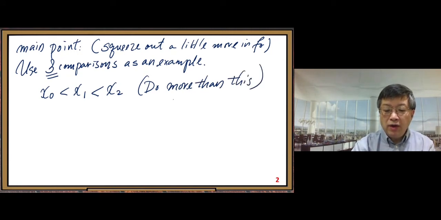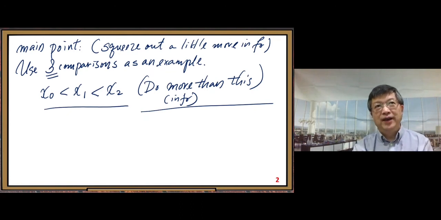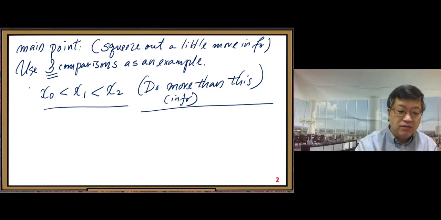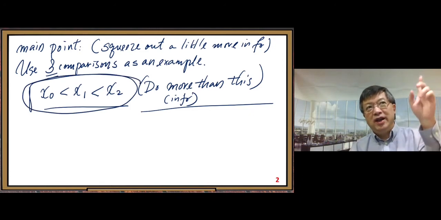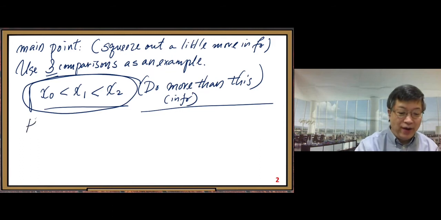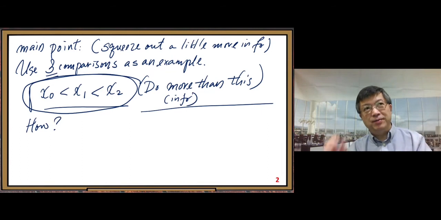More means more info. We can get more info than just this information here. Okay? With 3 comparisons, we can get more information. We can squeeze out more information than just this much. Okay? Let me show you why and how to squeeze more. All right, very simple.